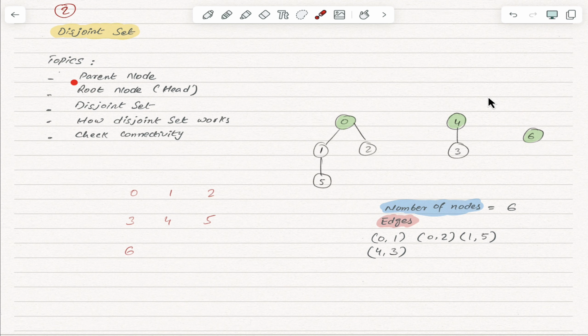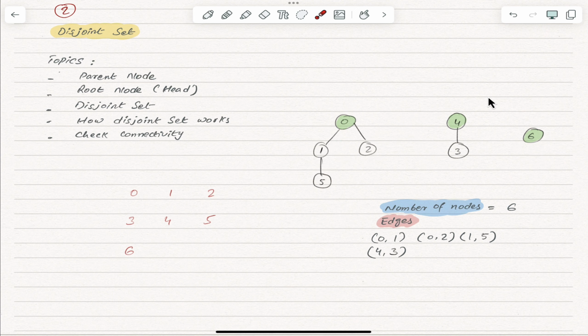Let's see. So what is the parent node? Suppose in this graph, if you look here, we can see that 0 is a parent node of 1. This is an undirected graph. In that case, 1 can also be a parent node of 0. But for the sake of simplicity, we are just considering it like a tree. Of course, it's a graph.